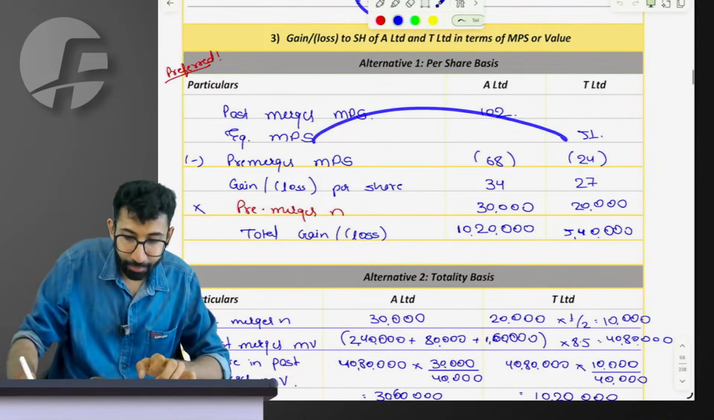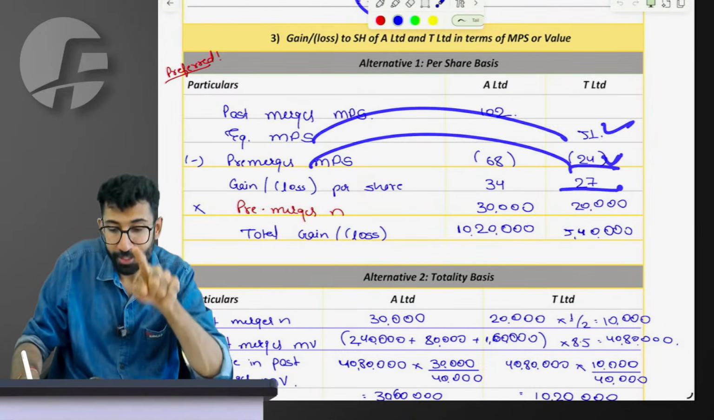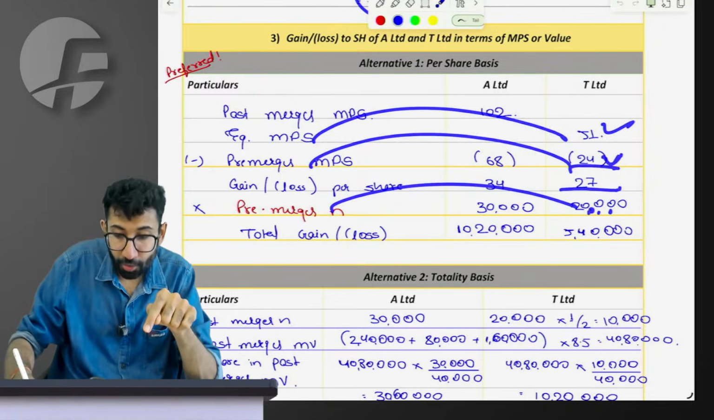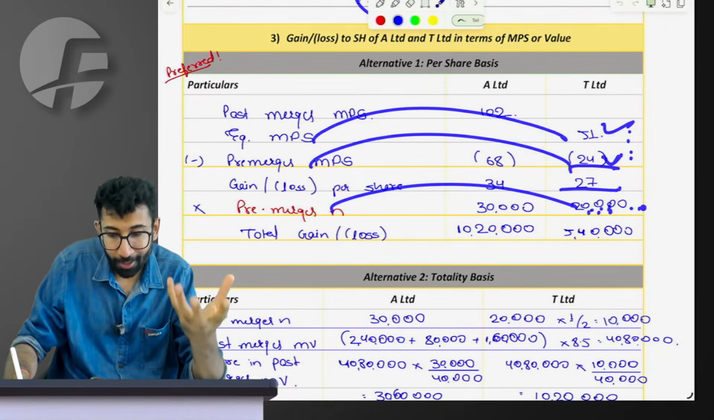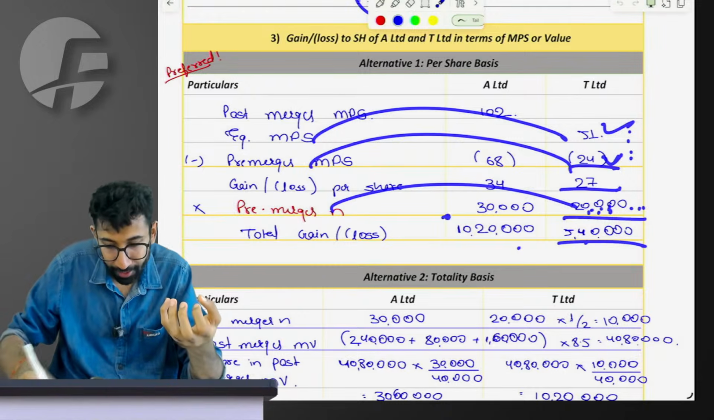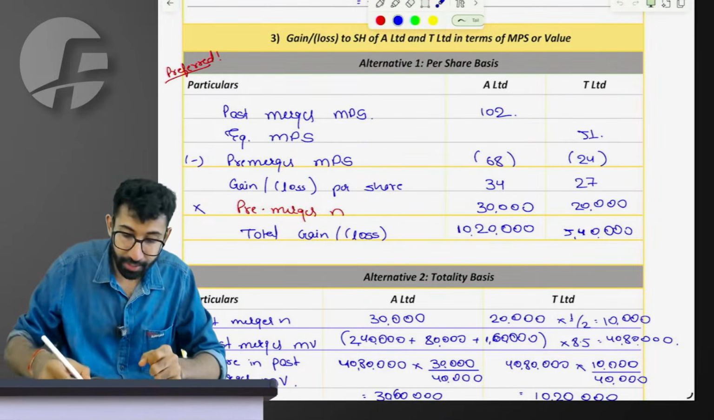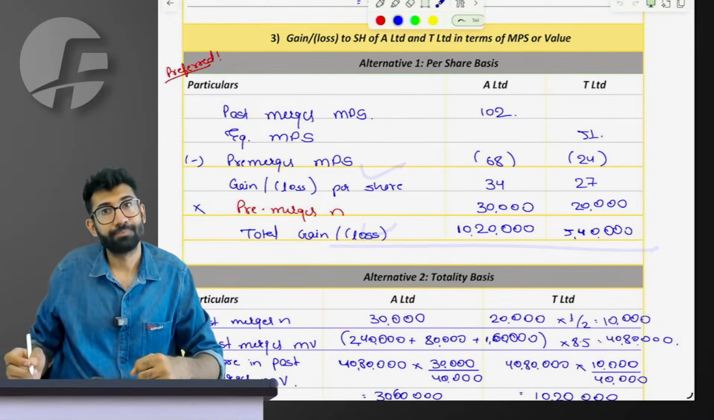So equivalent MPS 51 minus pre-merger 24. How much you gain on a per share basis? 27. Against how many such shares? Please consider to take 20,000 shares because everything is pre-merger. So number of shares also has to be pre-merger, giving you a total gain of 540. So you have learned how to calculate the total gain in terms of MPS, per unit as well as totality.